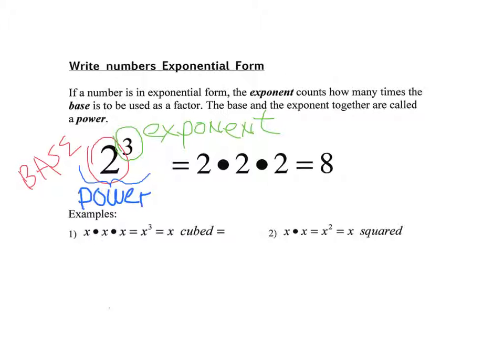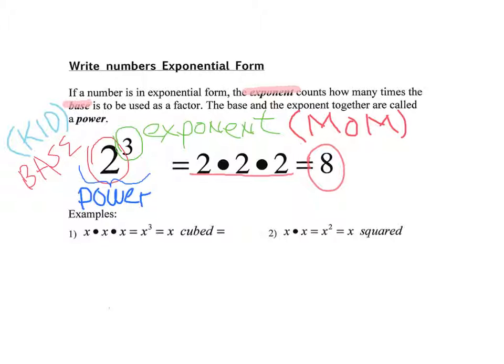If a number is in exponent form, the exponent counts how many times the base is to be used as a factor. To put this in practical terms, I call the exponent the mom, and we know moms have the power. I call the base the kid, and we all know the mom has the power over the kid. In this case, the mom says, "Kid, I want you to multiply yourself times yourself 3 times." So we all know that 2 times 2 times 2 is 8.